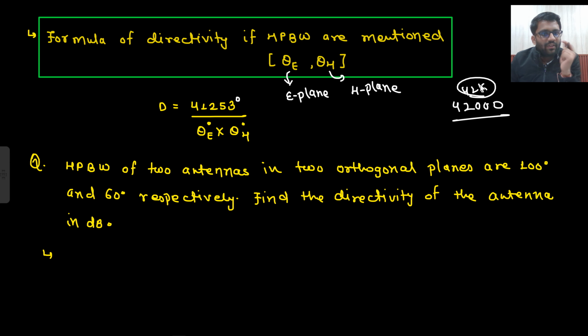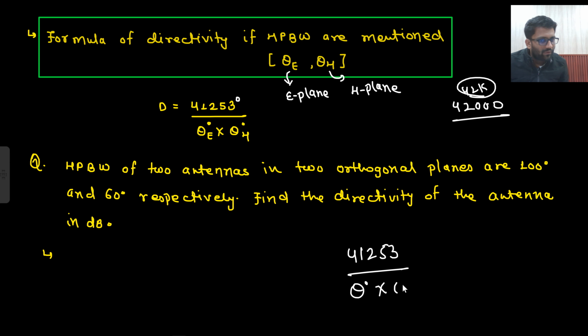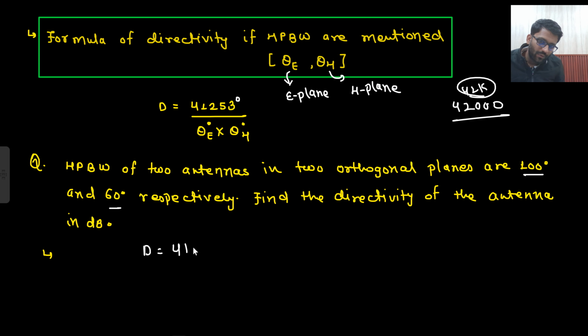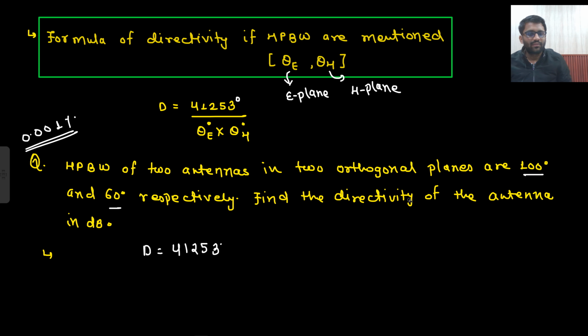And if the beamwidth is mentioned only for one plane, then what you will do is 41253 divided by the beamwidth of one plane into the beamwidth of the same plane. If only one beamwidth is mentioned, then you will multiply it twice. And if different ones are mentioned, here 100 degrees and 60 degrees, you can multiply both of them. So what will be the directivity? Again, these kinds of questions have a very rare chance, 0.001% chance, of being asked in your examination. They were asked in the 90s. But in a test series you will find these kinds of questions.